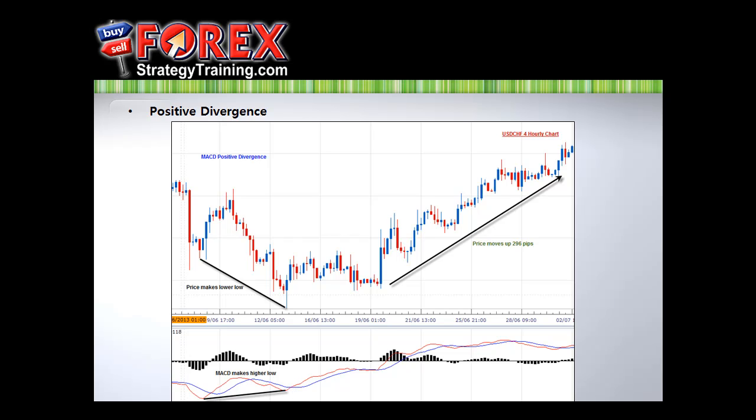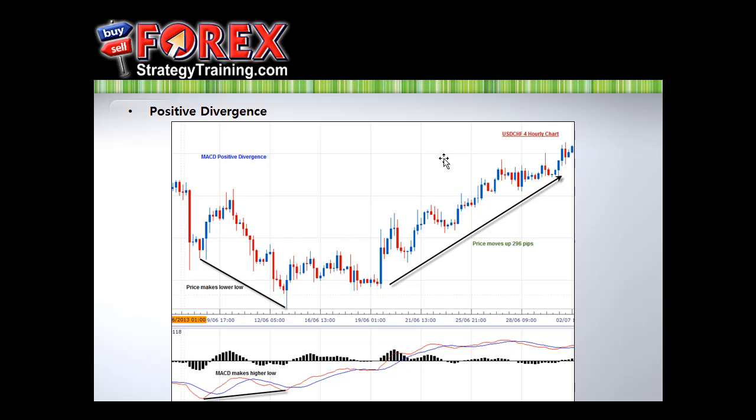Whenever you see this positive divergence, it is a sign that the price is going to reverse from down to up. This picture here exactly shows you what happened after that. You'll see that the price actually moved up 296 pips.